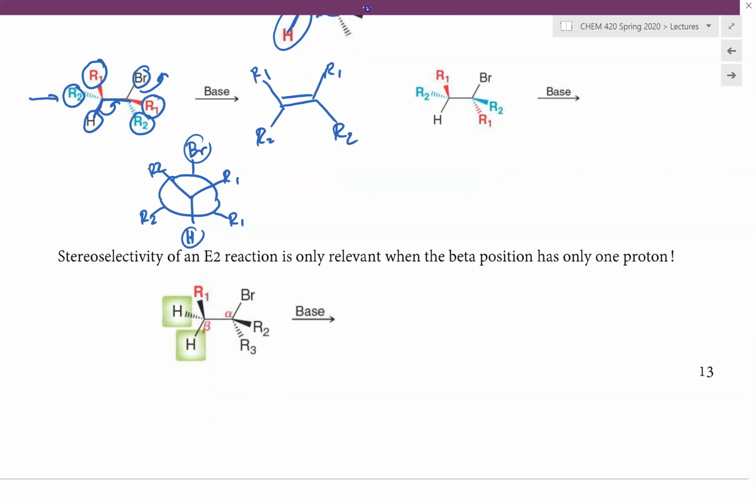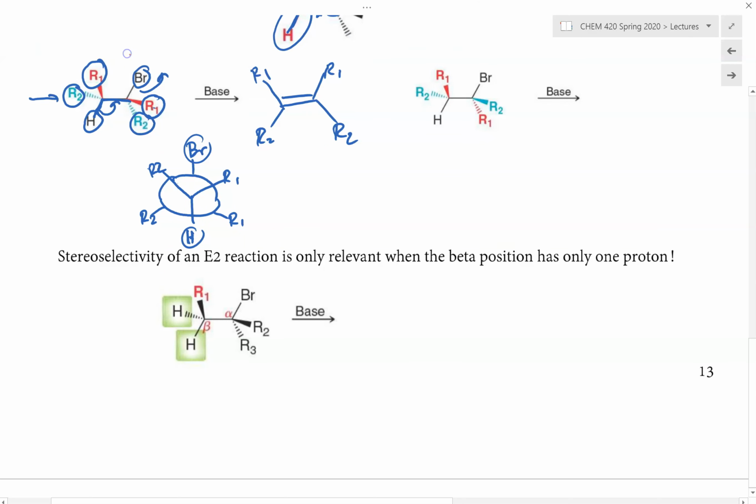So once we draw the Newman projection, the double bond will form between these two carbons in here. The two groups over here will be on the same side when the double bond is formed, and the two groups over here will be on the same side when the double bond is formed. So that means the two R1 groups will be on the same side of the double bond as what is being seen here. And the two R2 groups will be on the same side of the double bond as well.